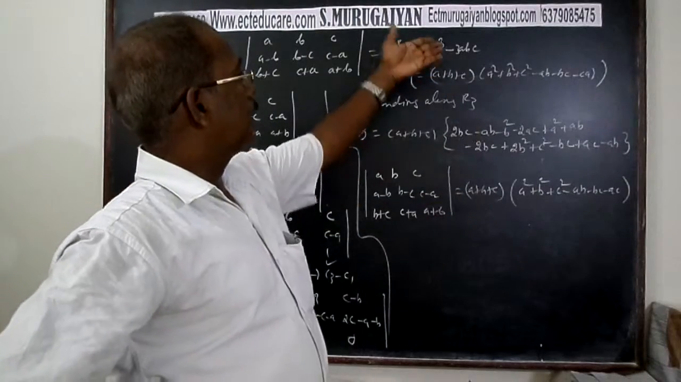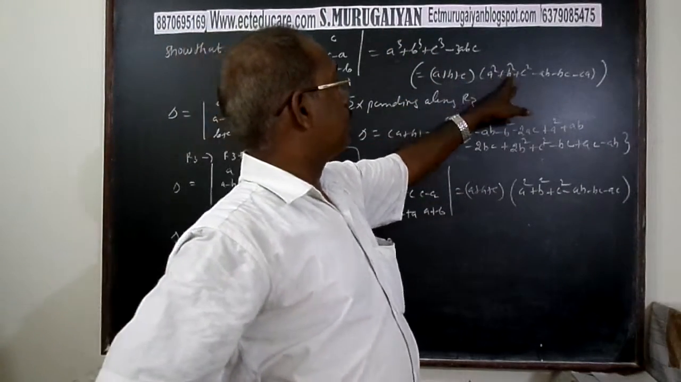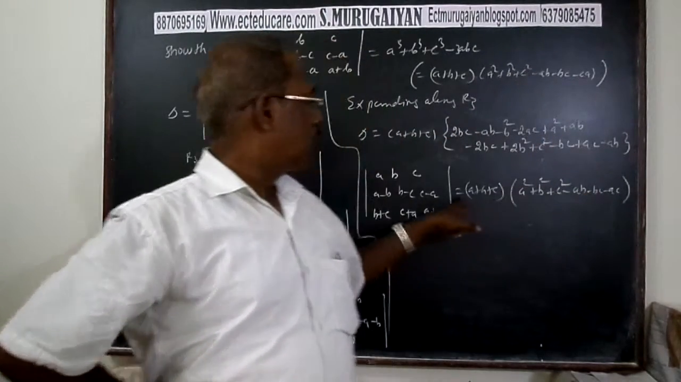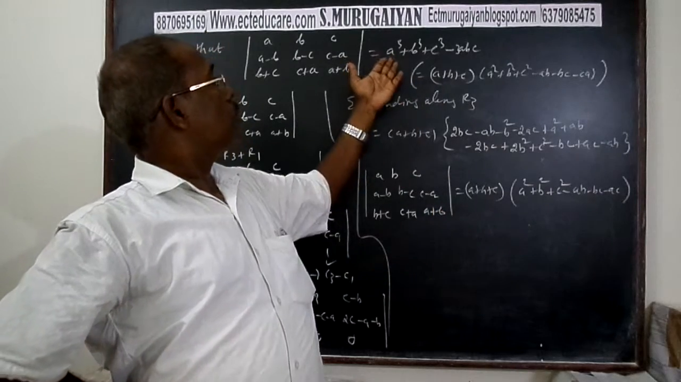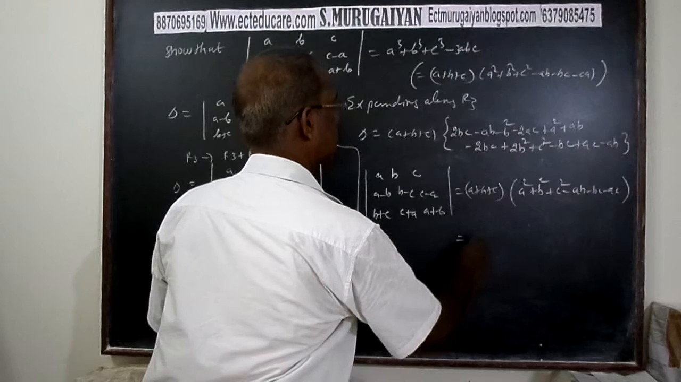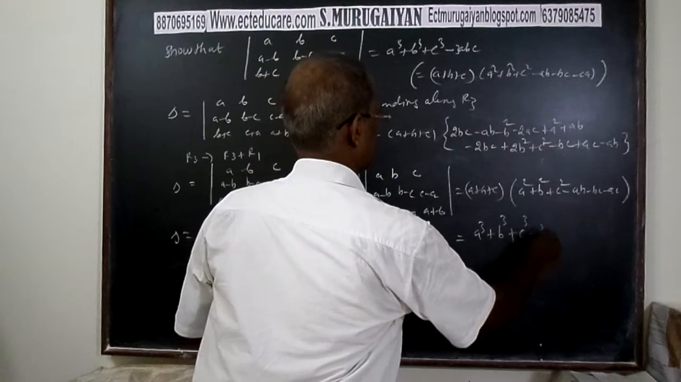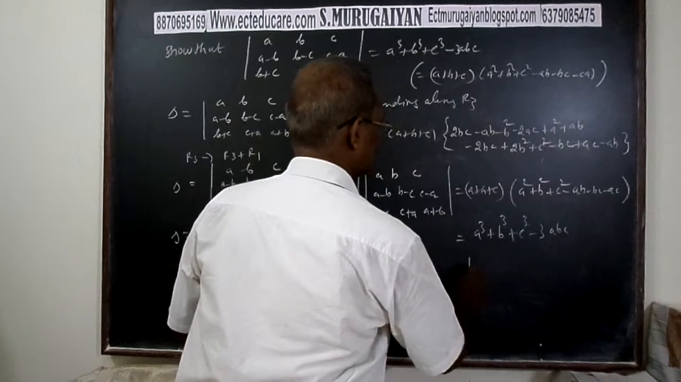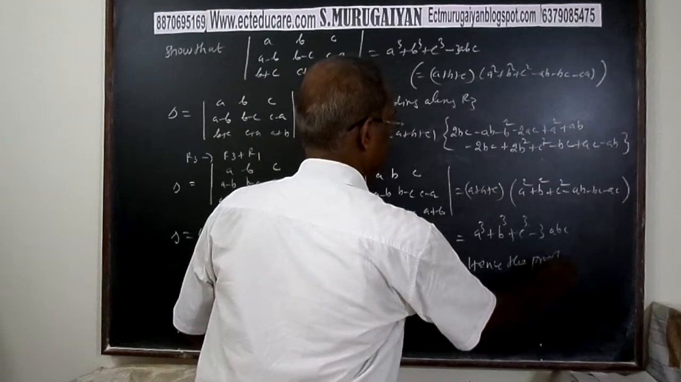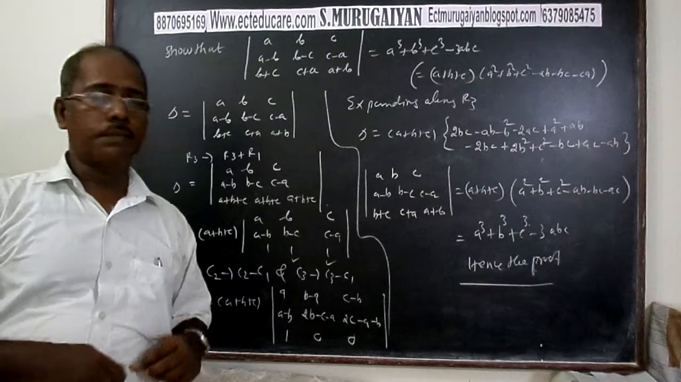As we discussed in the beginning, (a plus b plus c) into (a square plus b square plus c square minus ab minus bc minus ca) is nothing but a cube plus b cube plus c cube minus 3abc. This is equal to a cube plus b cube plus c cube minus 3 times abc, hence the proof. Okay, go through it. So we'll discuss one more question.